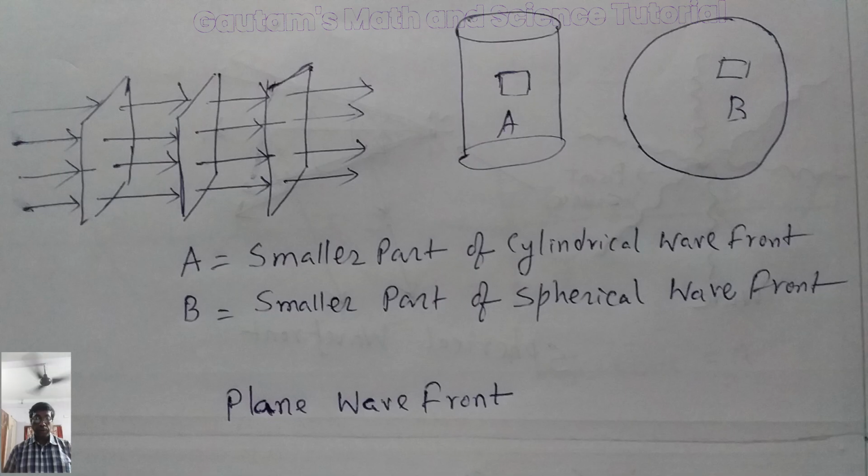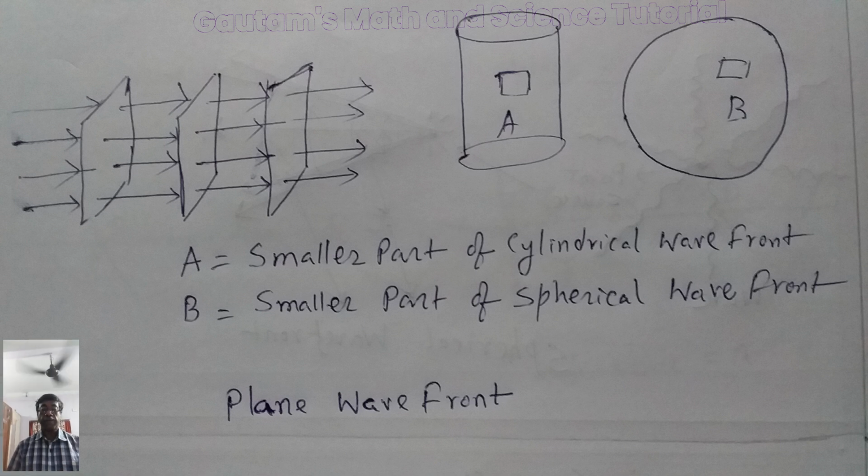Plane wavefront. The source at infinity may be a point or a line. When a point source or linear source of light is at a very large distance, a small portion of the spherical or cylindrical wavefront appears to be plane. Such a wavefront is known as a plane wavefront.